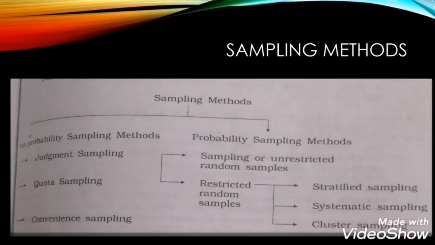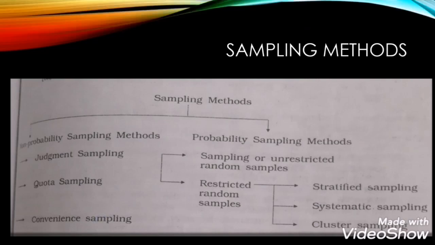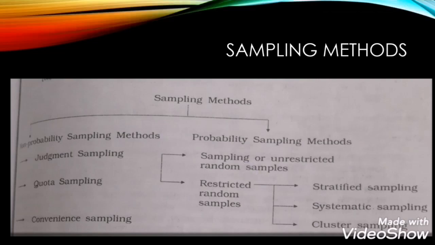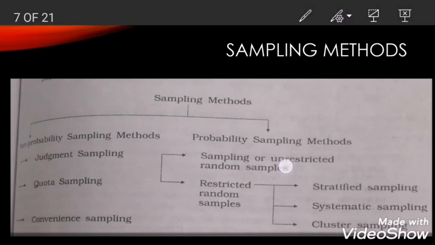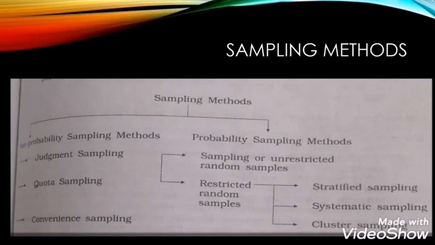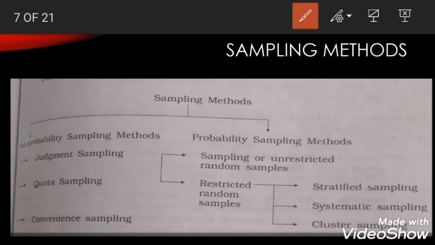For better understanding, again, the sampling methods are shown in the form of a chart. So in these sampling methods, here we have two broad categories: non-probability sampling methods and probability sampling methods. Under non-probability sampling methods, we have judgment sampling, quota sampling, convenience sampling. Under probability sampling methods, there are again two broad classifications: unrestricted random sampling and restricted random sampling. Under restricted random sampling method, we have stratified sampling method, systematic sampling method, and cluster sampling method. The simple random sampling technique comes under unrestricted random samples. Let us discuss in the following slides each one of these methods in detail.